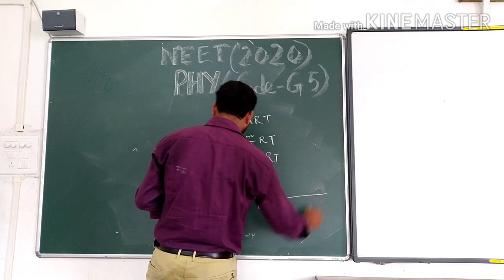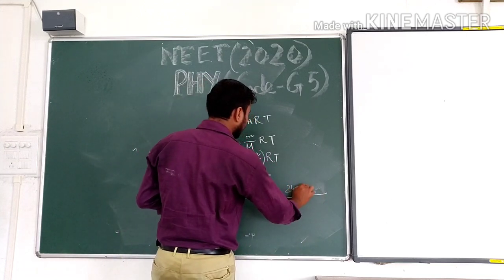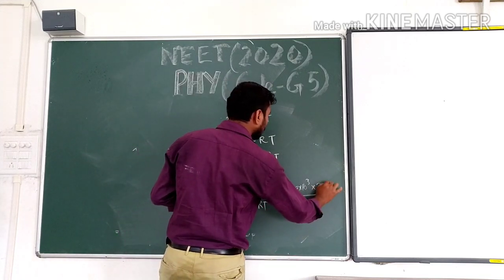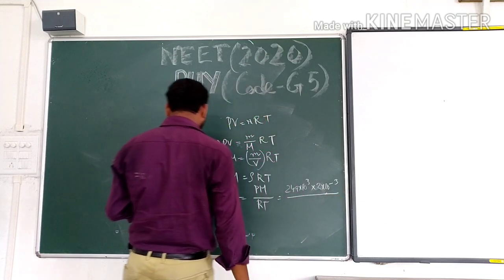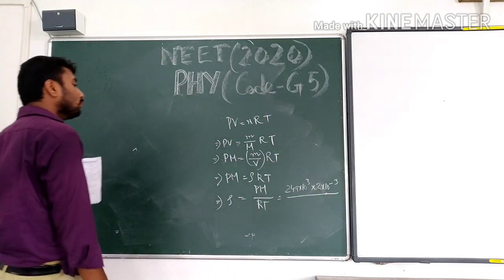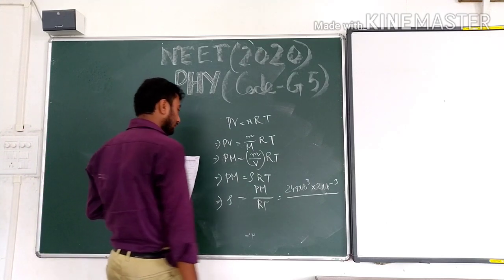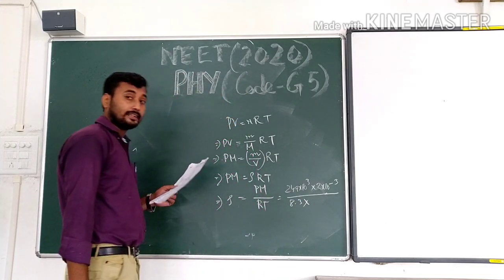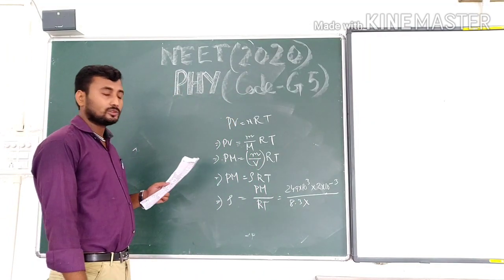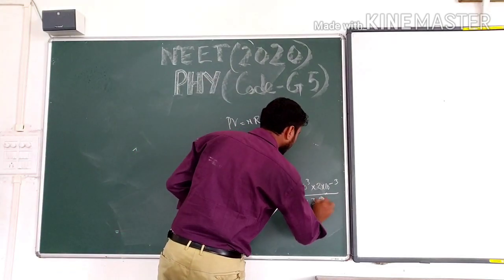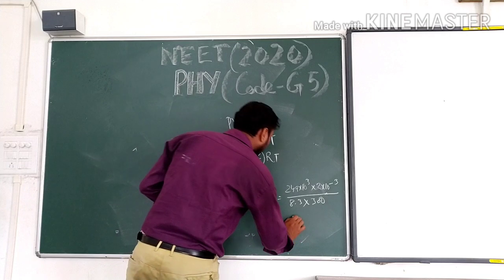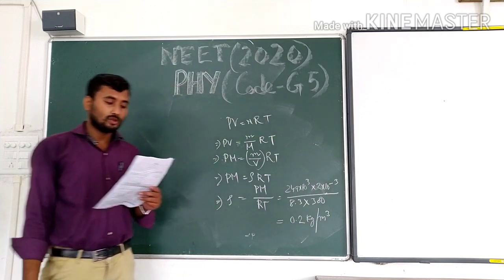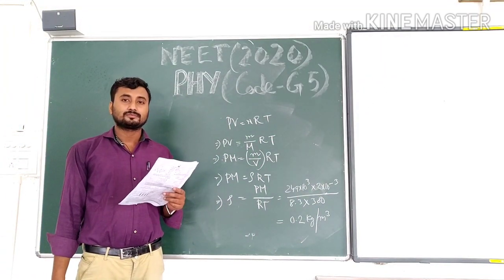Pressure is how much? Pressure is 249 kilopascal. M is molecular mass. It will be 2 gram, that is 2 into 10 to the power minus 3 kg. Molecular mass of hydrogen is 2 gram. And R is here given 8.3 and temperature is 27 degrees centigrade. So convert it into Kelvin scale. So it will be 300 Kelvin. So it will be equal to 0.2 kg per meter cube. Option 1 is correct. Okay.